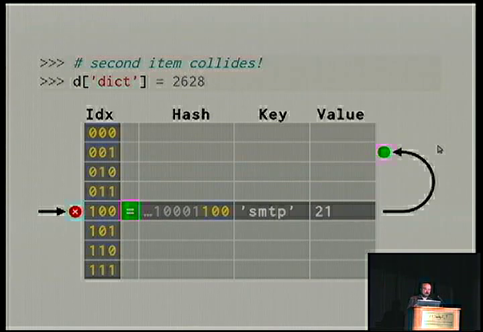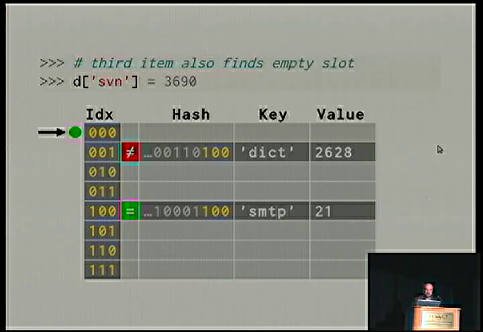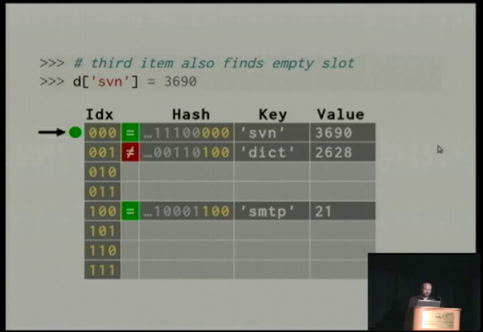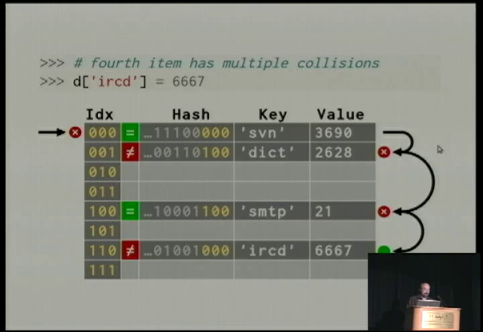So for the word dict, that math and the upper bits of its hash happen to choose the slot 001. It's free. So dict is now not in the place it wanted. It is 1 step away from where it wanted to go. SVN at 000 goes right in. Our dictionary now has 3 items. But if we now want to store IRCD's port number, that string has 000 at the end of its hash, and that's occupied. That backup algorithm happens to choose, in that case, 001 as the next backup, that's taken. 100 is the next slot, that's taken. So IRCD winds up landing 4 slots away from where it started, all the way down in 110.